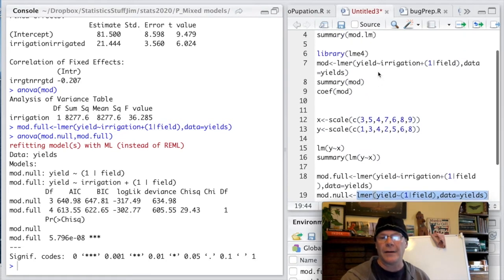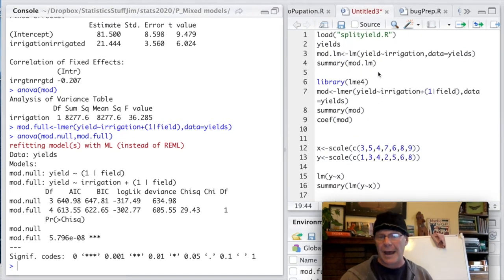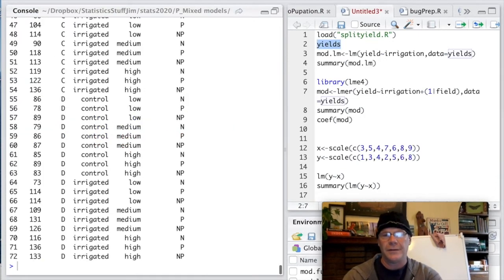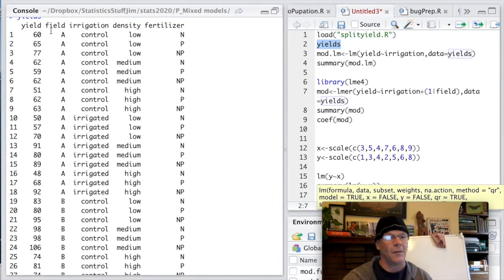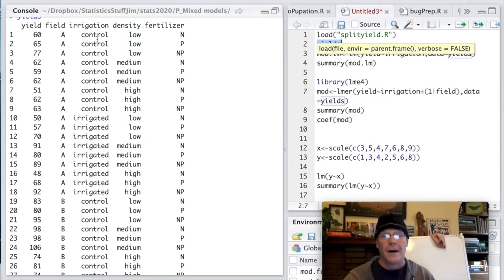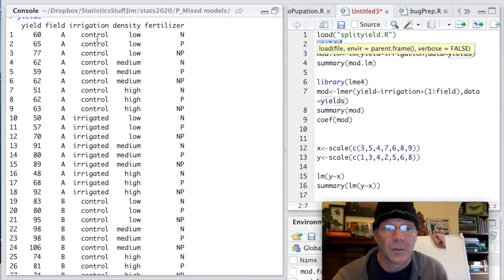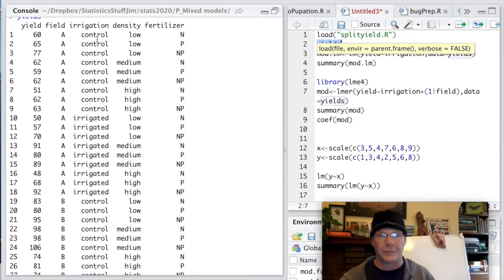So just to remind ourselves of where we are at, we had these data called yields. And within yields, we had what? Well, we were interested in determining whether or not these different factors, irrigation, density, and fertilizer, somehow influence yield. And what we've been playing with thus far is just a simple model where we're only including irrigation in the model. We're ignoring the fertilizer and the density treatment.